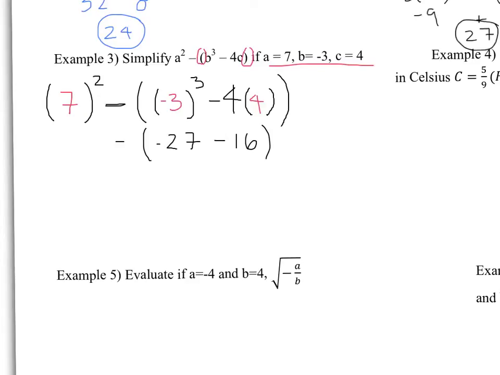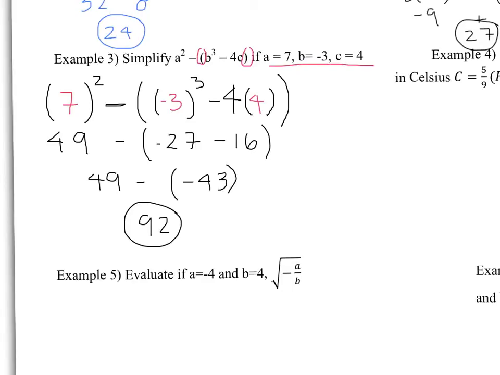I'm going to bring down my 7 squared, and 7 squared is 49. Now, we could enter this whole thing into our calculator, or we could evaluate it piece by piece. Let's do what's inside our grouping symbol. So negative 27 minus 16 is going to give us a negative 43. I'm going to bring down what I had in front. 49 minus negative 43 is going to give us a positive 92.